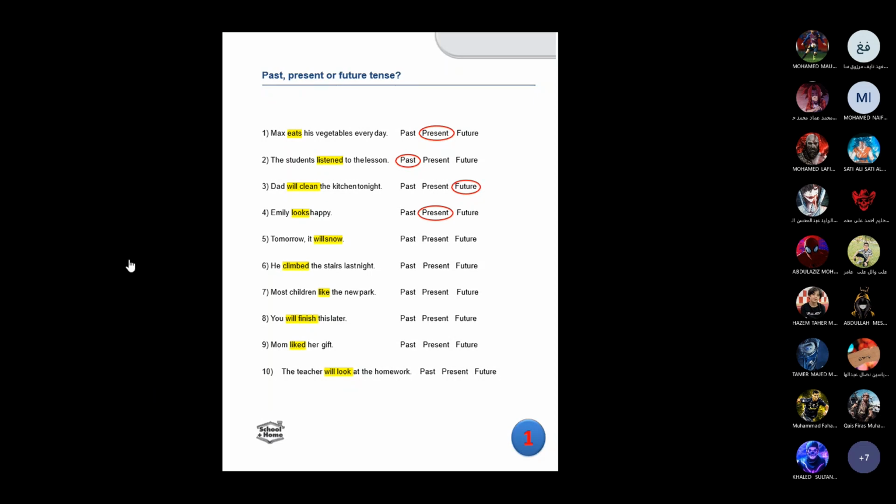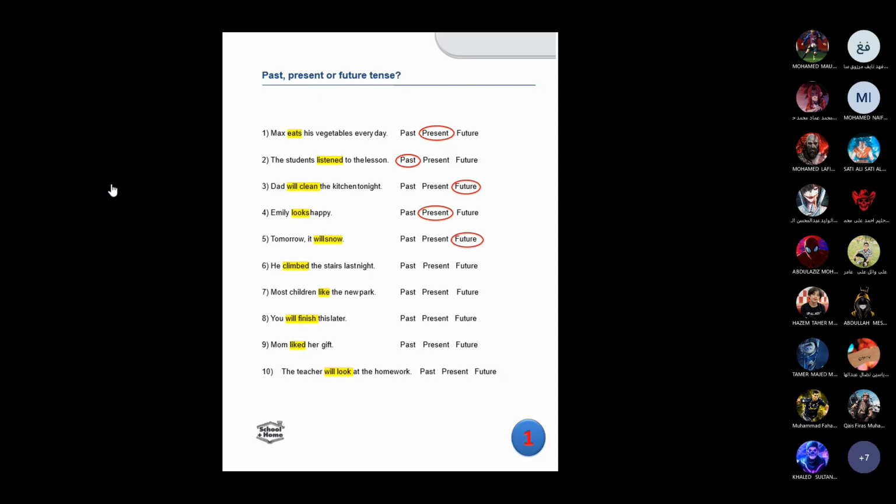Okay. Yasin Nadal, number 5, Yasin, sentence 5. Tomorrow it will snow. Future. Excellent. How do you know? Because we have will. And what else? Is there anything? Tomorrow. Yes, excellent, Yasin. So in sentence number 5, guys, we have 2 different ways to know that the sentence is a future. Number 1, the expression of time is tomorrow. Number 2, will. So will refers to the future. So the sentence is a future.